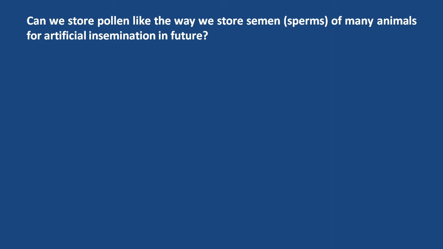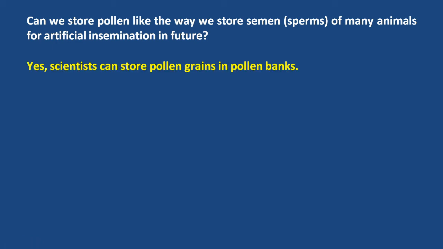Now this is a question: can we store pollen grains like the way we are storing semen of many animals for artificial insemination in future? To answer this question, you need to understand the meaning of artificial insemination. Artificial insemination here refers to transferring of male gametes into the female reproductive tract for reproduction. So, can we store pollen like the way we are storing sperms in the sperm bank? Yes, scientists can store pollen grains in pollen banks. How do scientists store pollen grains for future use?